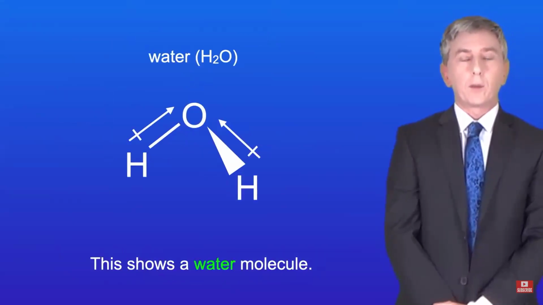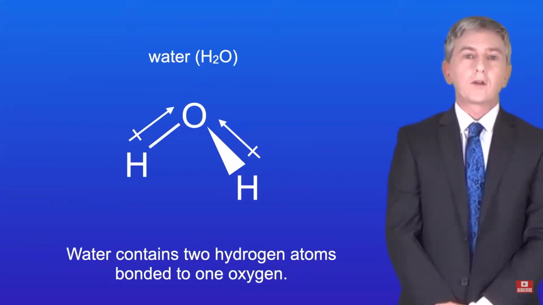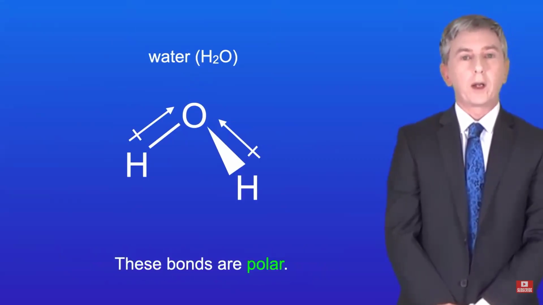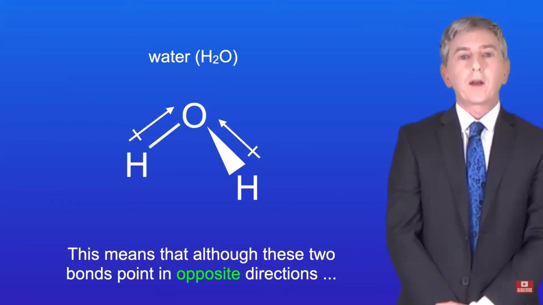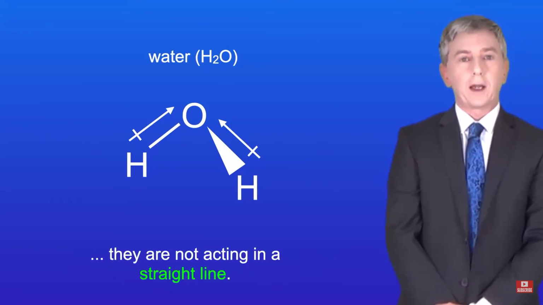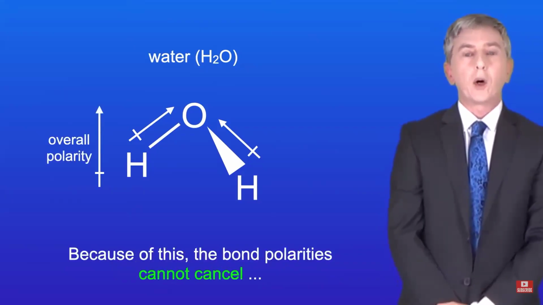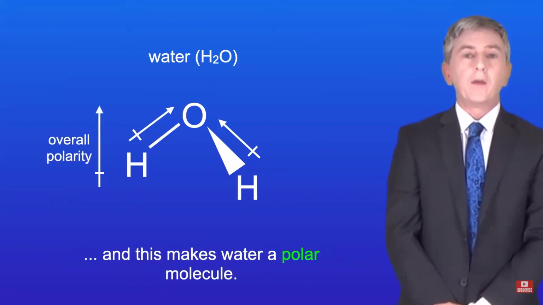Okay, this shows a water molecule. Water contains 2 hydrogen atoms bonded to 1 oxygen, and these bonds are polar. The water molecule has a non-linear shape, so this means that although these 2 bonds point in opposite directions, they are not acting in a straight line. Because of this, the bond polarities cannot cancel, and this makes water a polar molecule.